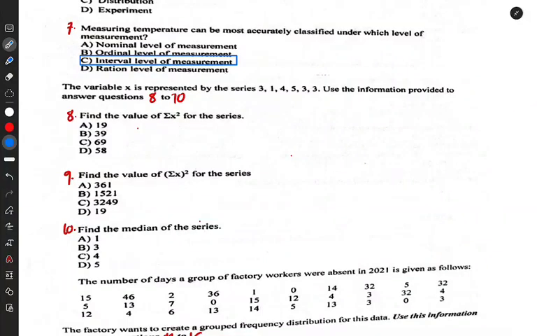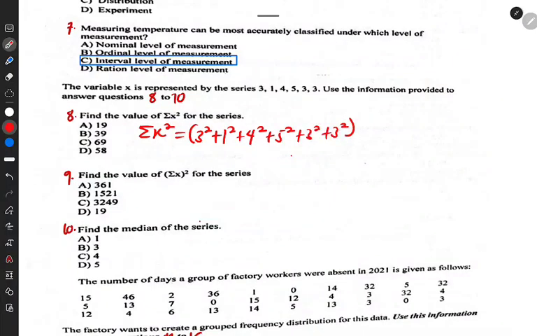Summation x squared. This means that we're going to have the square of each x value, and at the end of the day, we sum them up. So we're going to have 3 squared, plus 1 squared, plus 4 squared, plus 5 squared, plus 3 squared, another plus 3 squared. So we sum them up in that order.